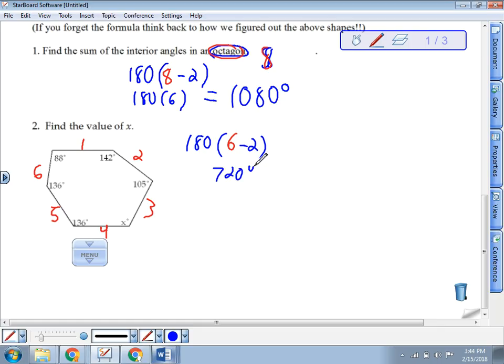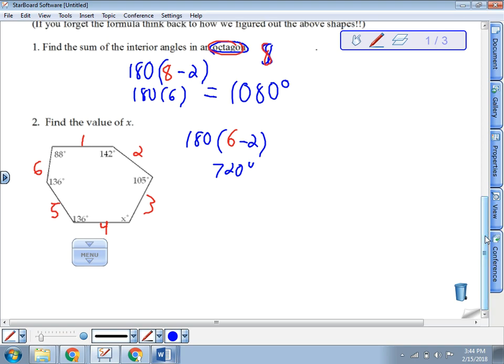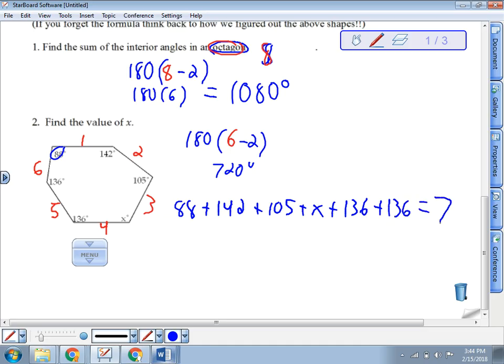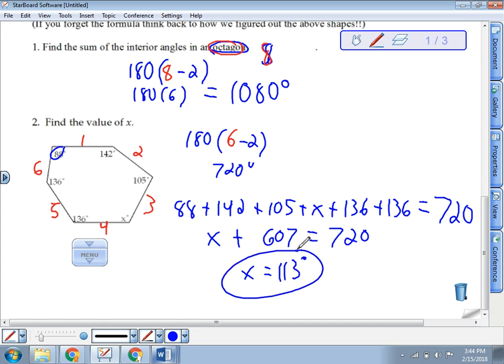Now, once I know that, I just add up all the angles and solve. So I'll start here at 88. So I'm going to say 88 plus 142 plus 105 plus x plus 136 plus 136. That's all going to equal 720. And then at that point, it just becomes an algebra problem. You should get x plus 607 when you add all this stuff up. You're going to subtract 607, so you're going to end up with x equals 113 degrees. So that's how you're going to use that to solve problems.